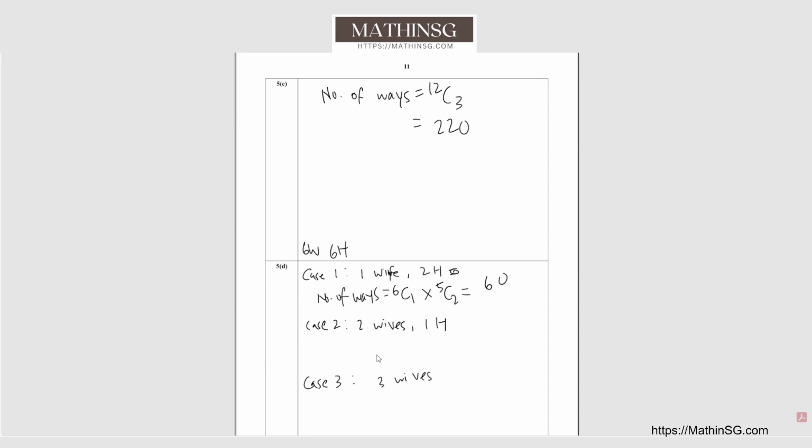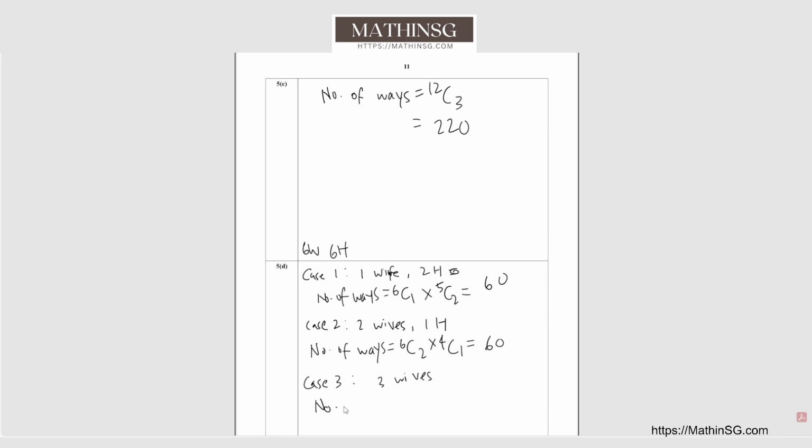Next, I have 2 wives and 1 husband. So the number of ways will be, I need to choose 2 wives out of 6, so it's 6 choose 2. Then once these 2 wives are chosen, their husbands cannot be in the committee, so I only have 4 husbands left to choose from, and I need to choose 1 husband from these 4, so it's 4 choose 1. So for case 2, the number of ways is 6 choose 2 times 4 choose 1, okay, which gives us 60.